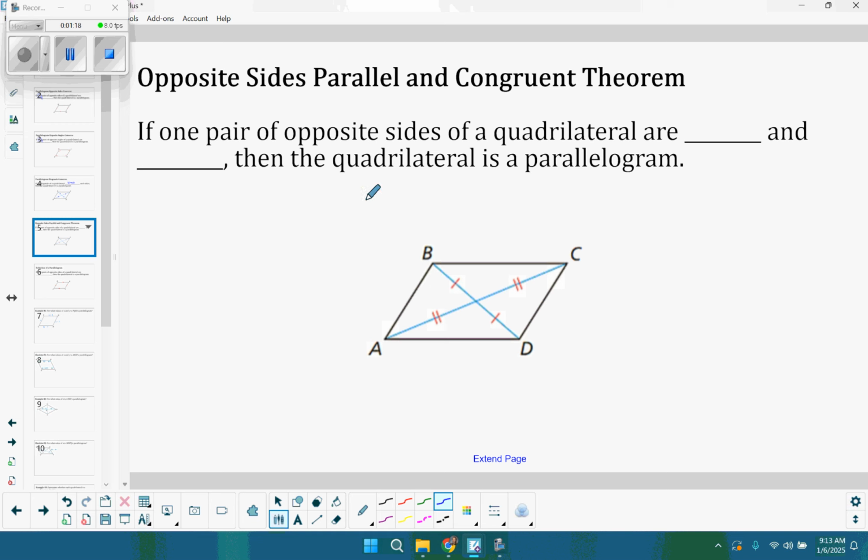It's okay. If one pair of opposite sides of a quadrilateral are parallel and congruent, then the quadrilateral is a parallelogram. What that would have looked like, instead of the markings in here, we would have a pair of sides congruent, and that same pair of sides is parallel. So you don't need to know anything about any of the other sides or anything inside. As long as I know this information, that's enough to say that it is a parallelogram.